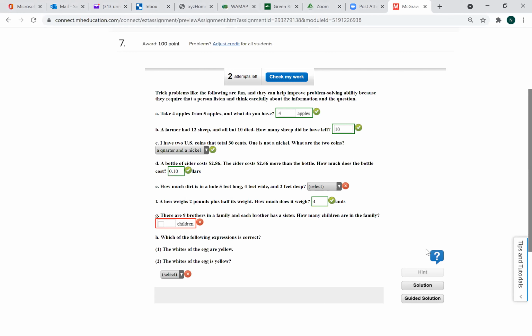So these are, you've got to think through them. So for G, it will be 10. G, there are 9 brothers in a family, and each brother has a sister. How many children are in the family? I would say 10. Yes, because each brother has a sister. That doesn't mean that each of the 9 brothers has a different sister. It means that each brother has a sister. So yeah, I would say 10.